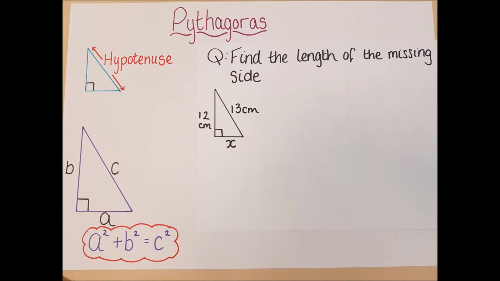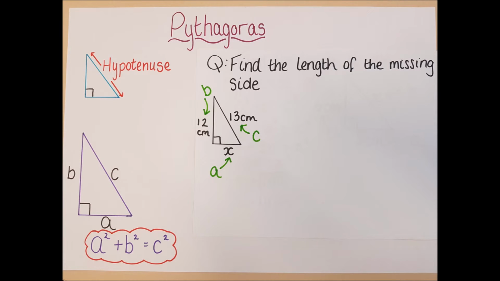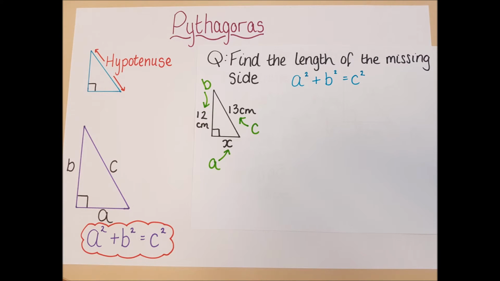Now we're going to look at a second example. If you want to attempt this on your own, please pause the video now. Now, as before, the first thing we must always do is label the sides, where the hypotenuse gets the label C and the smaller sides get the labels A and B. Now we want to take a look at our formula. A squared plus b squared is equal to c squared. In this case, A takes the value x, b takes the value 12, and c takes the value 13.